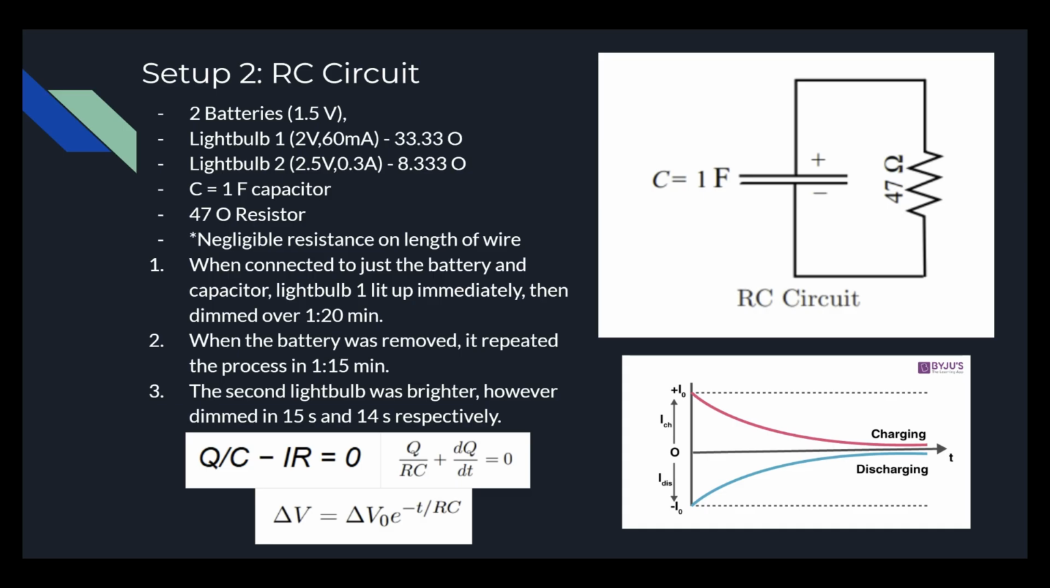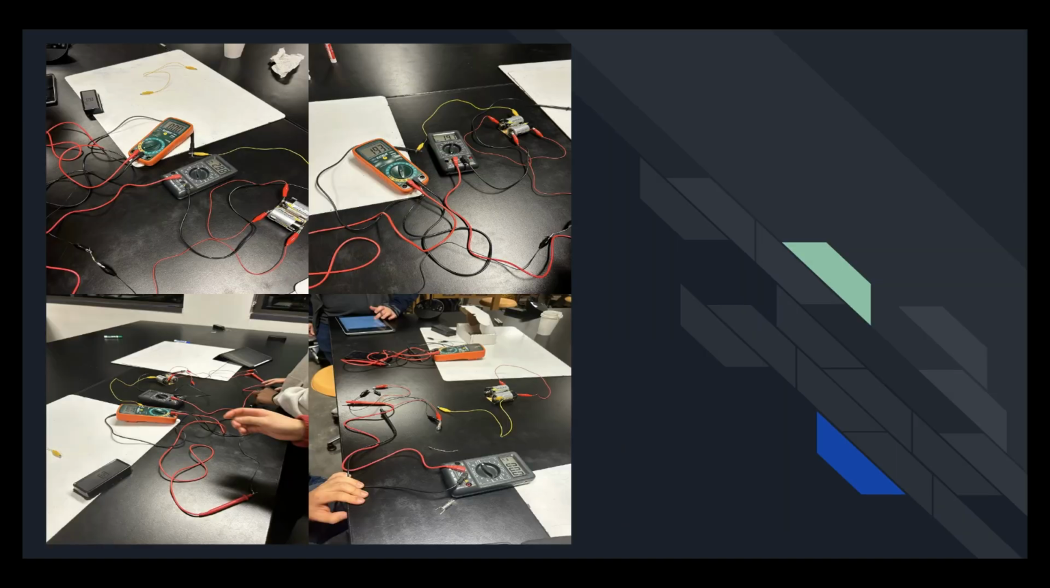When the battery is removed, the capacitor discharges. The same thing is observed, but slightly slower, at 1 minute 15 seconds. The second light bulb, which has a lower resistance, is going to allow the capacitor to charge and discharge much more quickly, with 15 and 14 seconds respectively, and that matches the graph you would expect. Here's us doing the experiment.